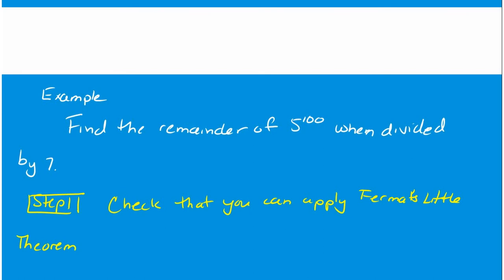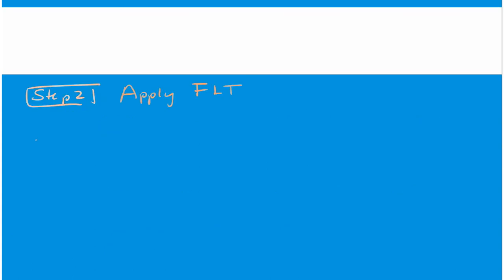If I want to apply Fermat's Little theorem, the first step is to check that I can apply it. There's a condition: the prime, or the divisor, shouldn't divide a, which is the 5. In this case, P doesn't divide a, 7 doesn't divide 5, so I can go ahead and apply Fermat's Little theorem, which states that a to the P minus 1 is congruent to 1 mod P, or 5 to the 6th power is congruent to 1 mod 7.